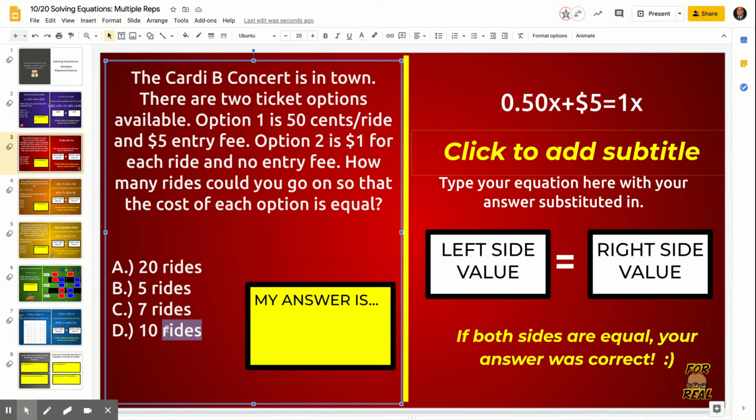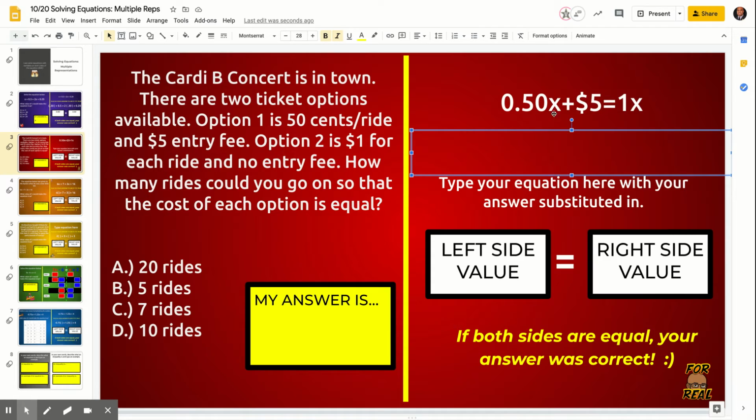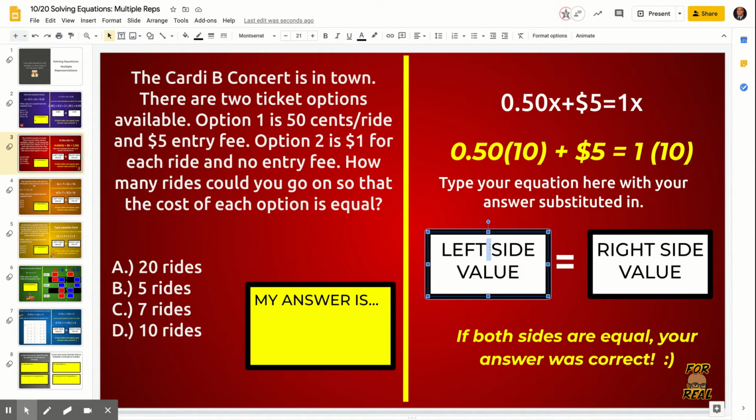I'm going to try D, 10 rides. So right here, instead of that x, I'm going to put 10. So I have 0.50 times 10 plus $5. Is that equal to 1 times 10? Let's find out. 50 cents times 10 is $5. And 5 plus 5 is 10. So our left side value is 10.